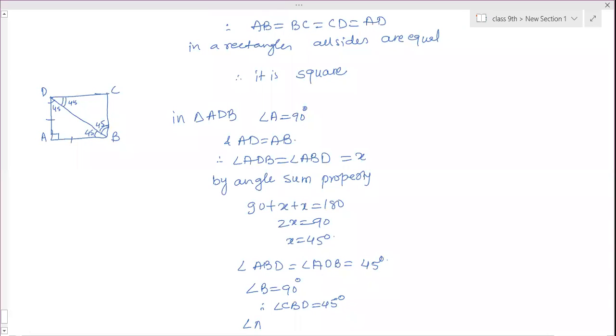So again, angle D is 90. So angle ADB, already we have shown, is 45. So angle CDB is also equal to 90 minus 45, that is 45 degrees. Clear?